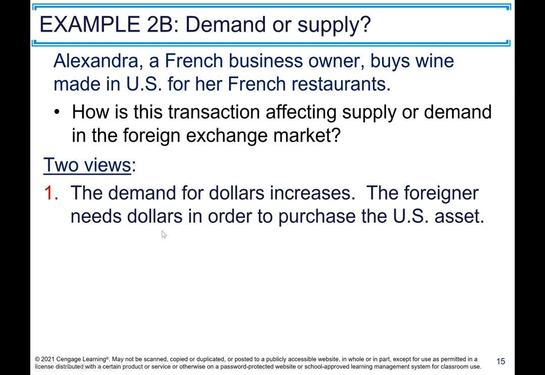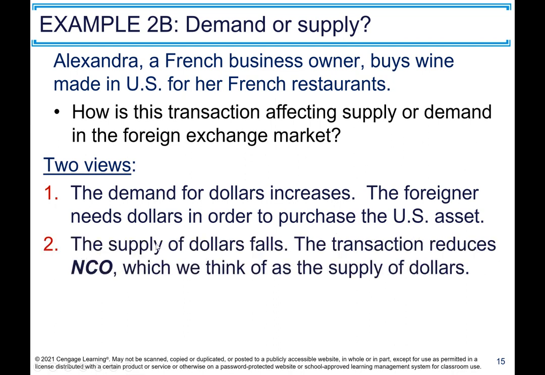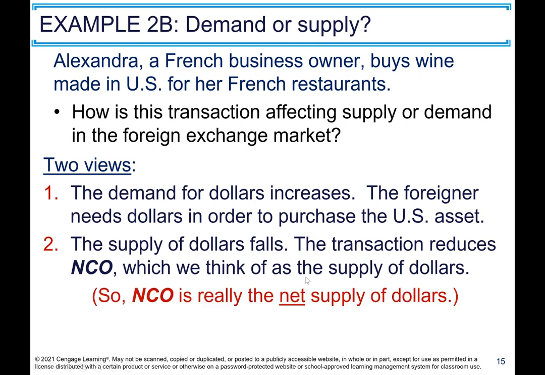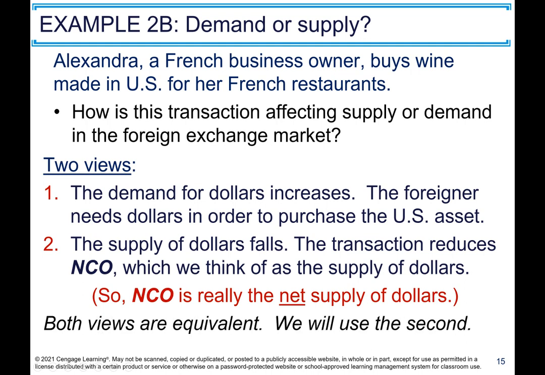The foreigner needs dollars in order to purchase the US asset. Two, the supply of dollars falls. The transaction reduces NCO, which we think of as the supply of dollars. So NCO is really the net supply of dollars. Both views are equivalent. We will use the second one.